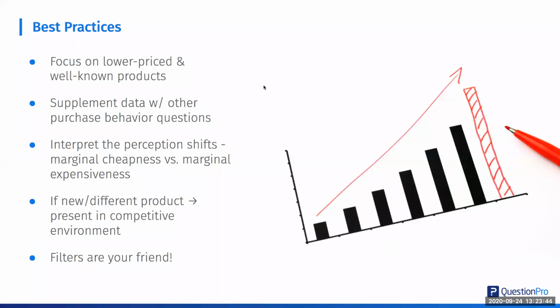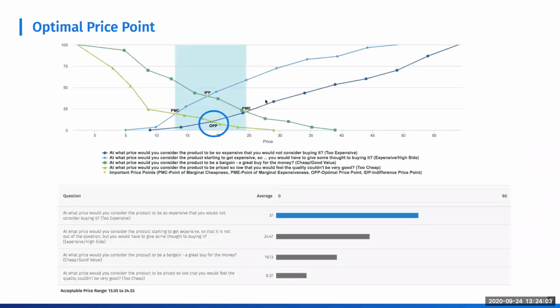Thirdly, you want to make sure you interpret the perception shifts. With the point of marginal cheapness and the point of marginal expensiveness, between these two points, there could be a stronger perception shift if you adjust the price at one versus the other. So you definitely want to take all of these price points into consideration.